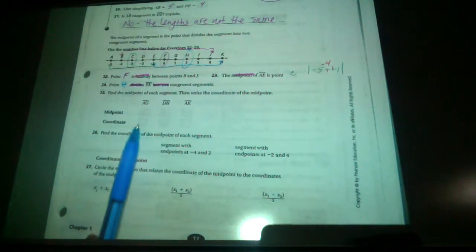All right, so then down here we're going to find the midpoint of AG, DH, and AK. You're going to find the midpoint, which is the letter, and then the coordinate, which is the number. So go ahead and find those 3. Compare those results with those ones.